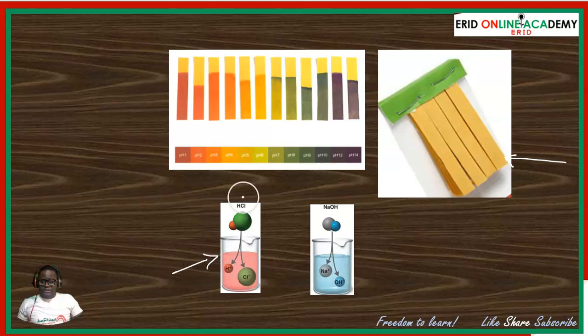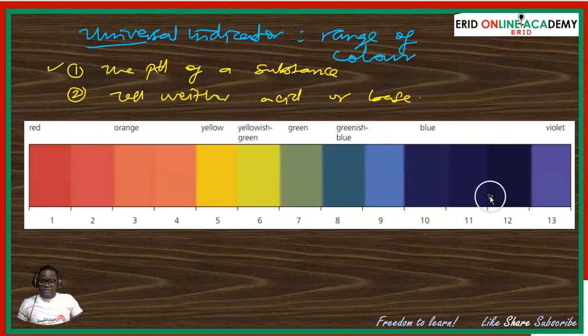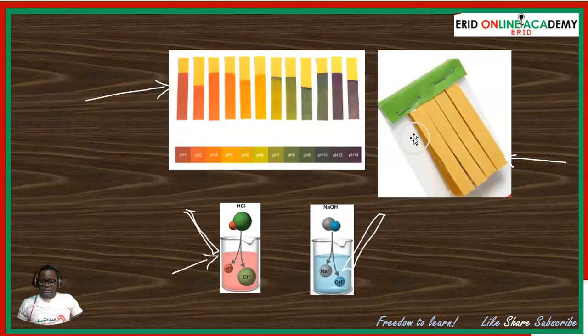So when you dip the universal indicator paper into a solution of an acid or into a solution of a base, the color is going to change. So you can see the universal indicator paper here dipped into solutions. What we need to do now is to take that particular paper and match it with the color on the universal indicator chart. This is the universal indicator chart. The chart is always provided with the container of the universal indicator paper.